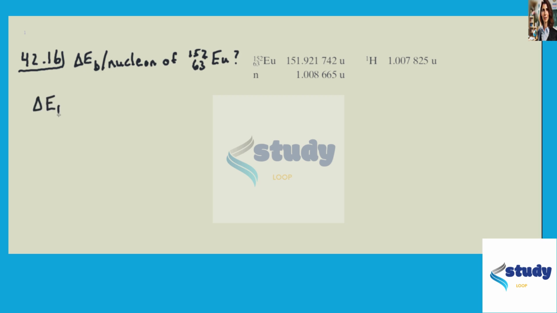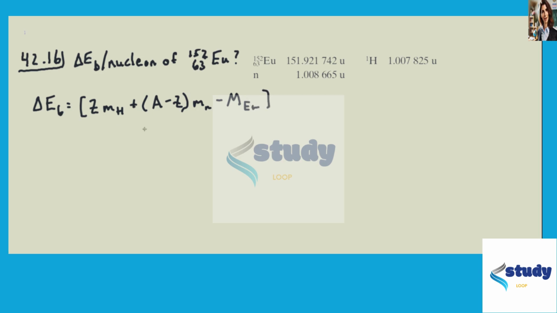So the binding energy is going to be the number of protons times the mass of a hydrogen atom, plus the number of neutrons, which is the mass number, which counts the total number of nucleons, minus the number of protons. And then from that, we're going to subtract the mass of the atom.